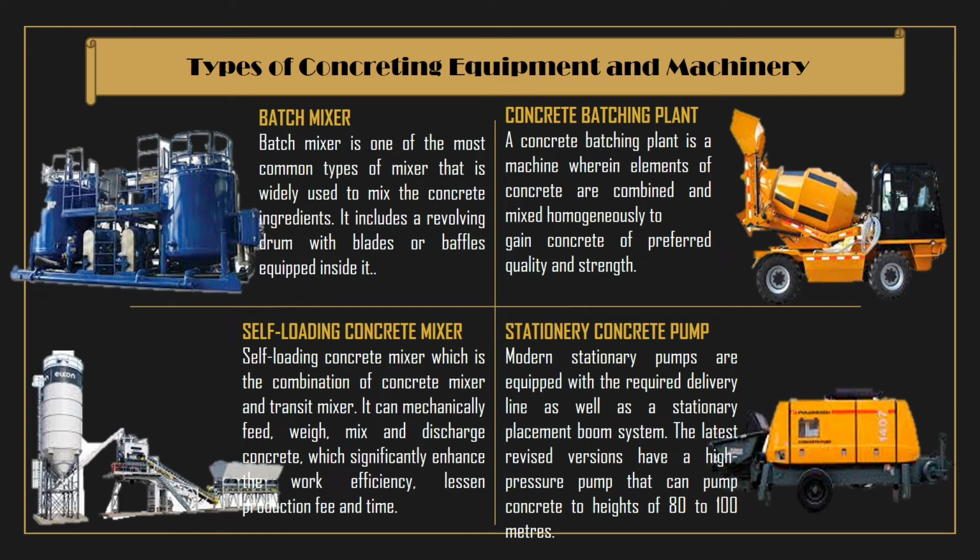Types of concreting equipment and machinery. The first one is the batch mixer. It is one of the most common types of mixer and is widely used to mix the concrete ingredients. The second one is the concrete batching plant. A concrete batching plant is a machine wherein elements of concrete are combined and mixed homogeneously to gain concrete of preferred quality and strength. The third one is the self-loading concrete mixer. It is the combination of a concrete mixer and a transit mixer. The fourth one is the stationary concrete pump. Modern stationary pumps are equipped with the required delivery line as well as a stationary placement boom system.